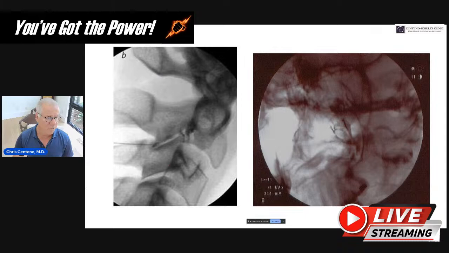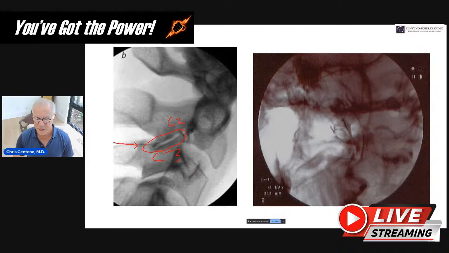And this is what it looks like. So these are not easy to perform procedures. This is a C2 here. This is C3. So this is the C2-3 facet joint there. That's what the needle looks like there.